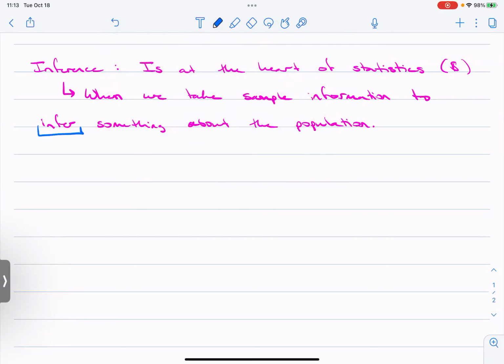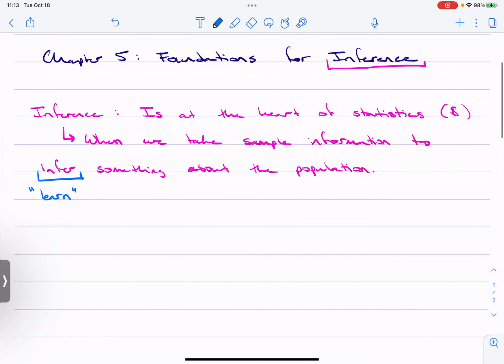And infer, it's not exactly right, but you could, in your mind, replace it with learn, right? So to learn something about the population, right? What does the population look like?